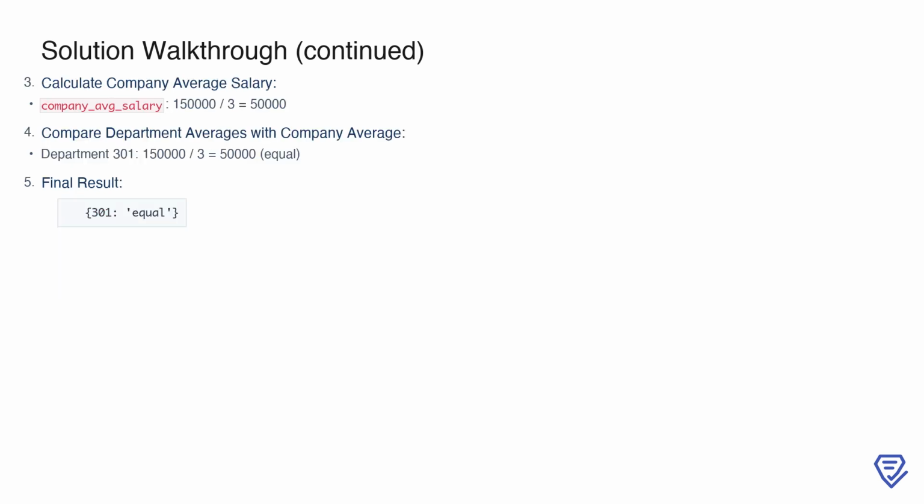To determine the company's average salary, we divide the total salary of 150,000 by the employee count of 3, resulting in a company average of 50,000. For Department 301, the total salary of 150,000 divided by its 3 employees also yields an average of 50,000. Since this department's average matches the company average, the department is categorized as equal. Thus, the output for this example is 301 equal.